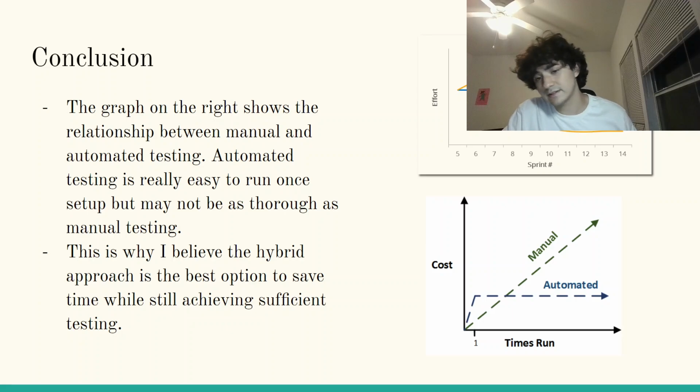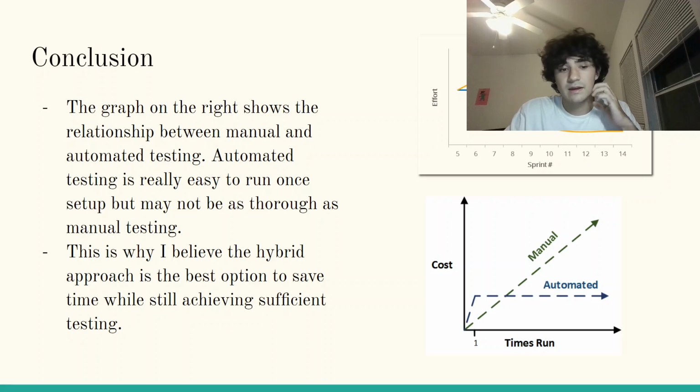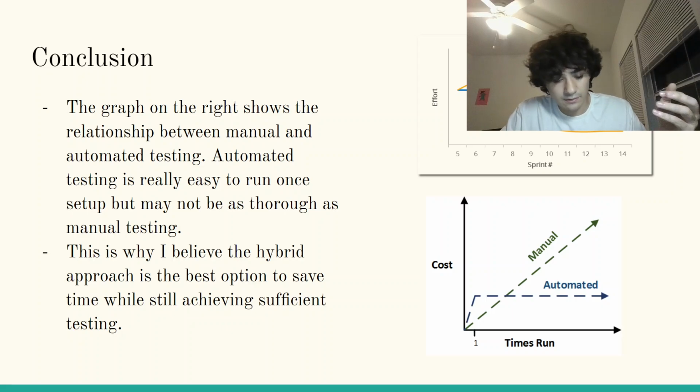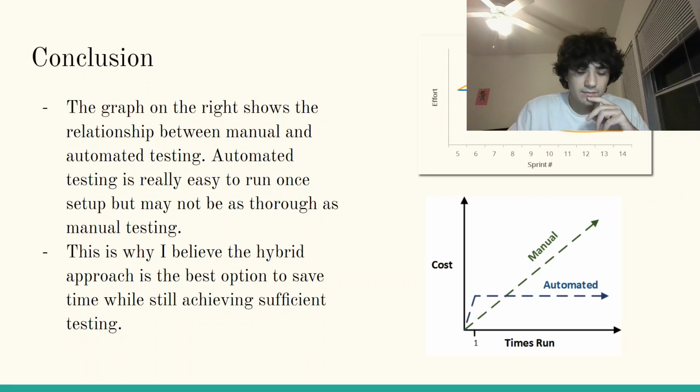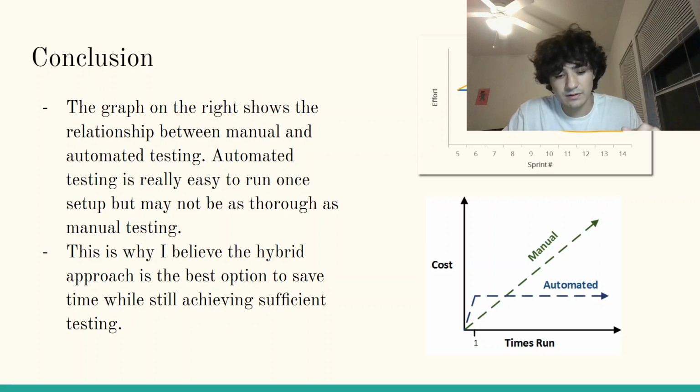And the second graph basically says the same thing. It's saying that automated testing simply costs less than manual testing. And this is true, but I believe that manual testing still needs to be implemented because, like I said earlier, there's going to be a lot of niche, smaller issues that you can only find doing manual tests. And it's as simple as that. This is the reason I believe that the hybrid approach is going to be the best option. It's going to save the most amount of time but it's still going to provide sufficient testing for all of your code. So, thank you.